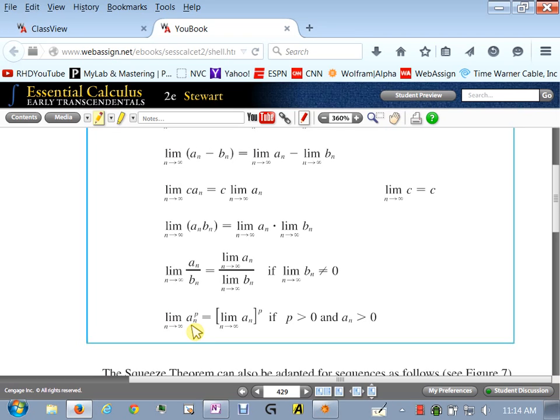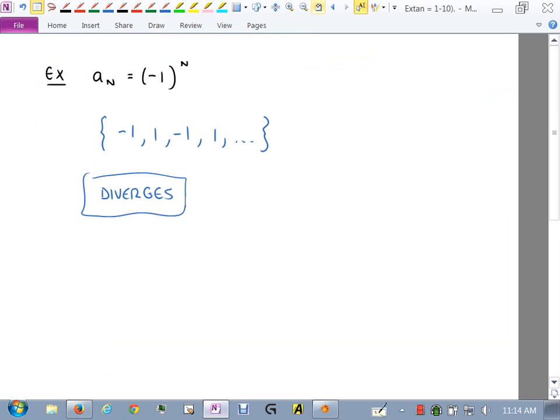All right, so we've got those properties. And then we have, after that, what's called the squeeze theorem. I'll just put here, page 429, just to reference the properties. Now, squeeze theorem.